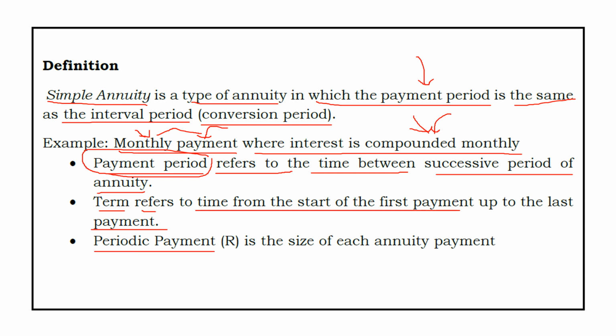Your periodic payment R, so we simply use the big letter R to represent your periodic payment. If we're asked to draw a time diagram, we can represent this periodic payment by simply using R if there are given values on it. It is the size of each annuity payment. Your periodic payment should be fixed, with a fixed interval period.